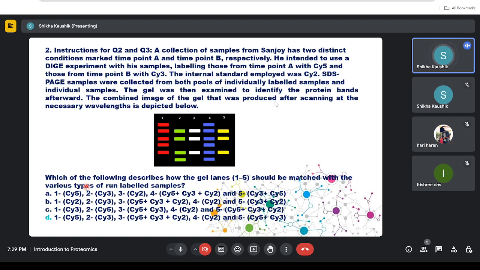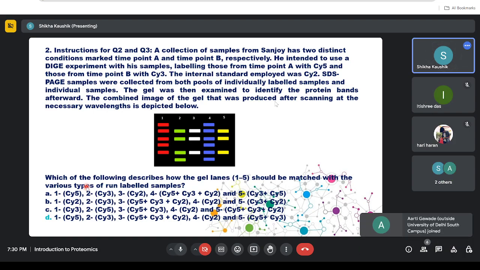I think this is also based on your excitation, because this is the final image that you are getting from the analyzer. So these are fluorescent. You take your time and try to solve this. The first lane is red in color. Second is green. Third is white. Fourth is blue. And fifth is yellow.